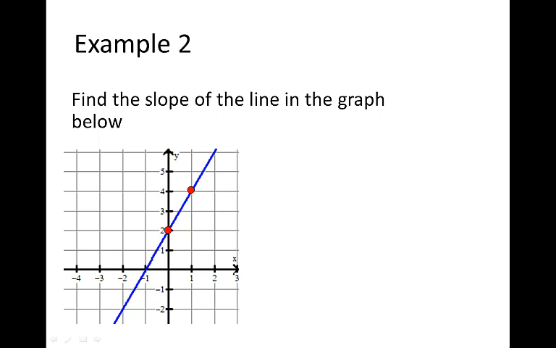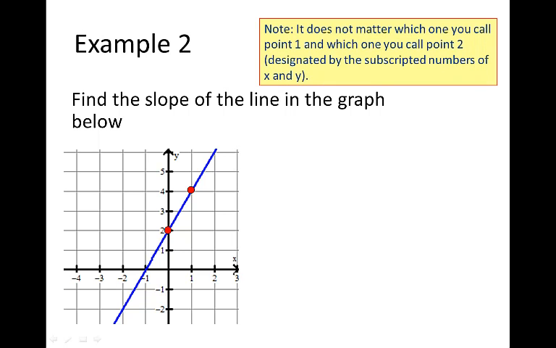So again, let's do this one. We find 2 points. Let's relate this to this formula, though. We don't care which one, again, is 1 and which one you call point 2. So there's our formula, y2 minus y1 divided by x2 minus x1. Identify your points. There's our first point, 0, 2. We can label that x1, y1. Next point, 1, 4. We can label that x2, y2. We could have flip-flopped that as well. It doesn't really matter.